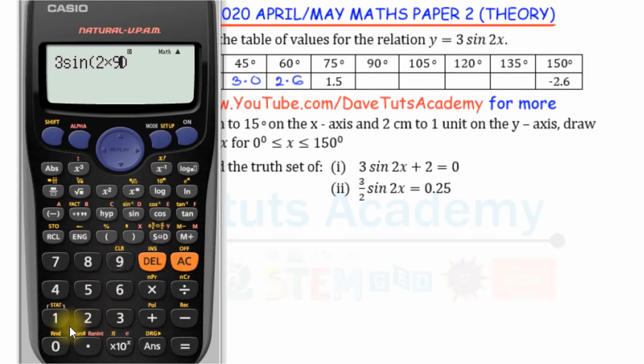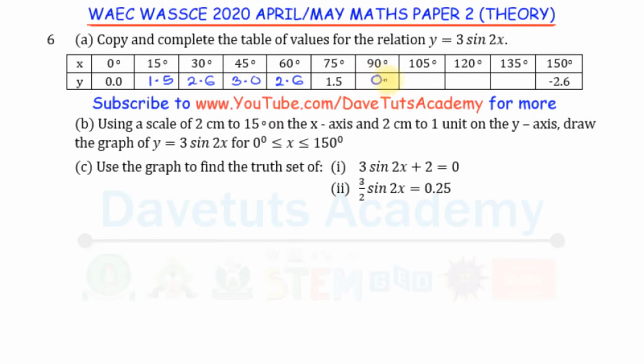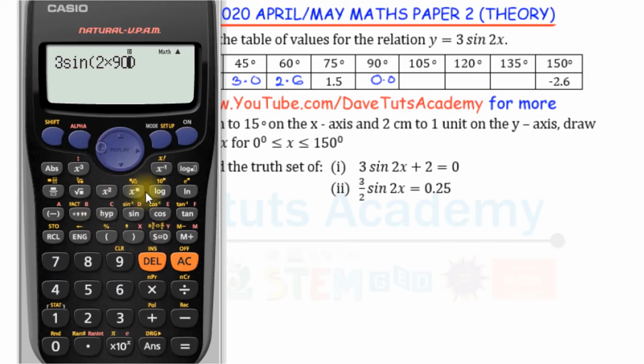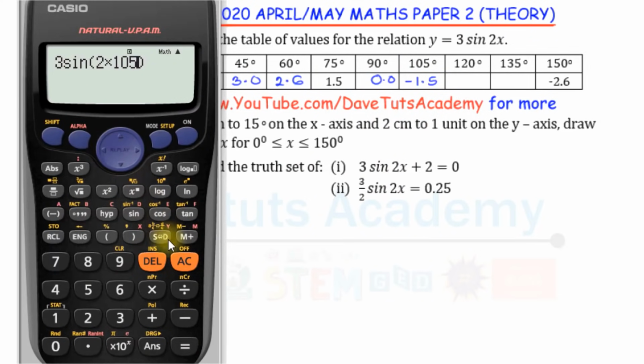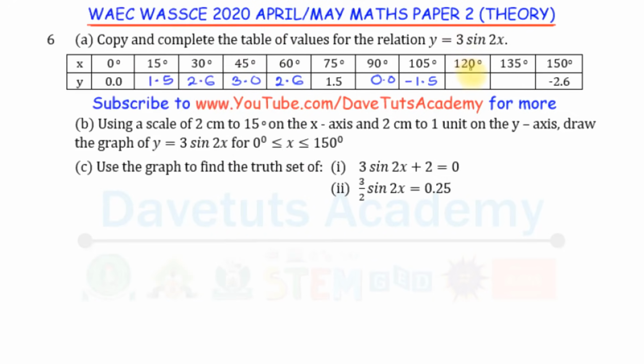When x is 90, what's the value for y? y will be 0. So this is 0.0, just like they did here in the first case. So when x is 105 degrees, y is minus 1.5, and then when x is 120 degrees, you can see I'm being consistent so that I don't make the mistake of forgetting to multiply by 2. So this is going to give me minus 2.6 in 1 decimal place or so.